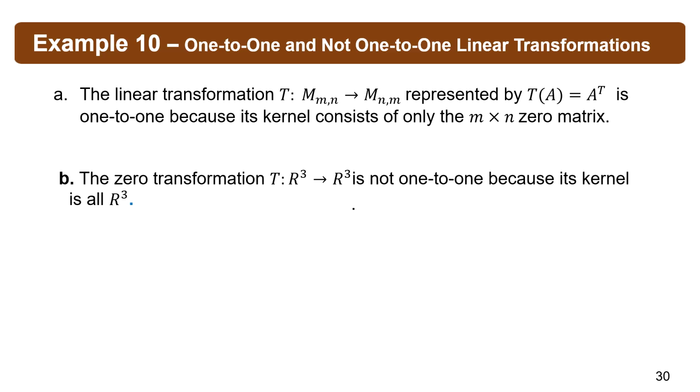And the zero transformation T from R cube to R cube is not one-to-one because its kernel is all of R cube. Remember, we can equate this to zero, but it can have several values. So it will not be one-to-one. When you equate that to zero, you can have infinitely many solutions, so that will not be one-to-one.